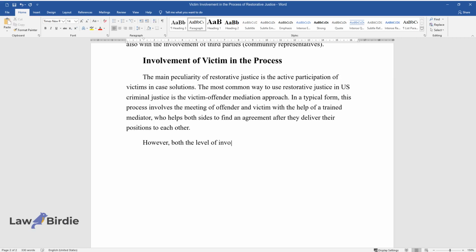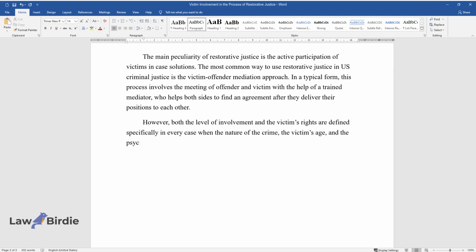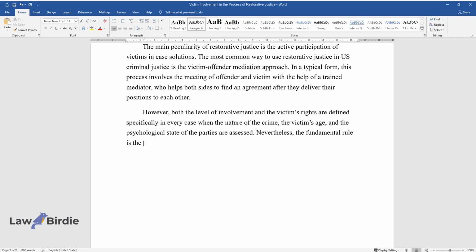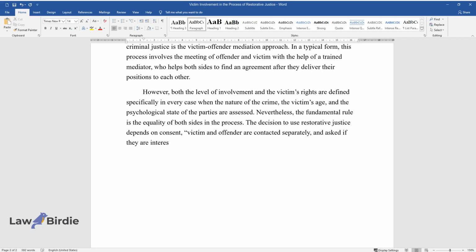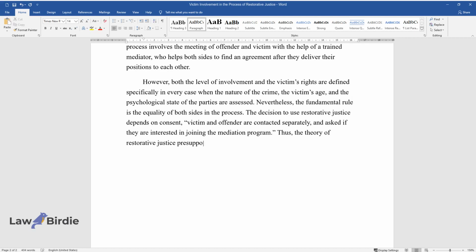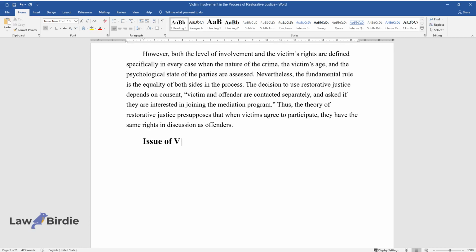However, both the level of involvement and the victim's rights are defined specifically in every case, when the nature of the crime, the victim's age, and the psychological state of the parties are assessed. Nevertheless, the fundamental rule is the equality of both sides in the process. The decision to use restorative justice depends on consent. Victim and offender are contacted separately, and asked if they are interested in joining the mediation program. Thus, the theory of restorative justice presupposes that when victims agree to participate, they have the same rights in discussion as offenders.